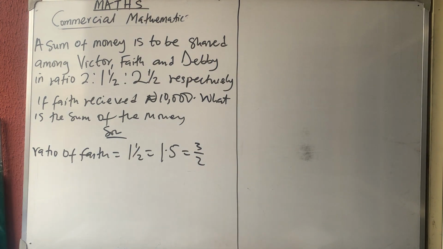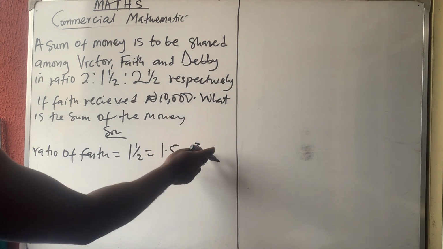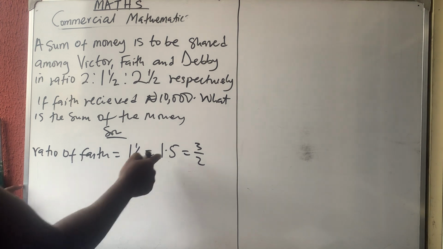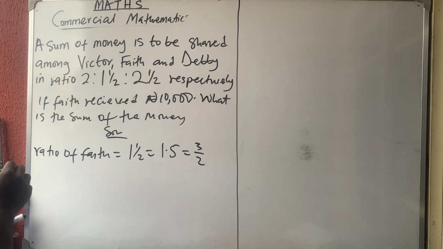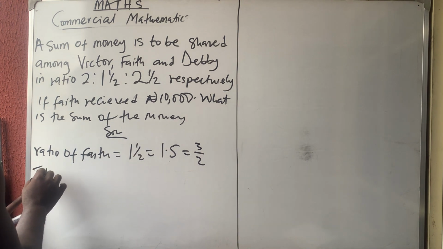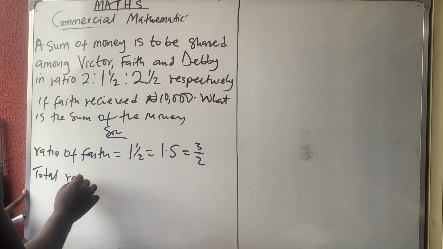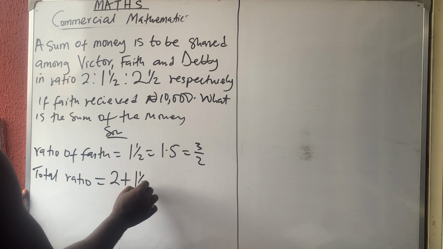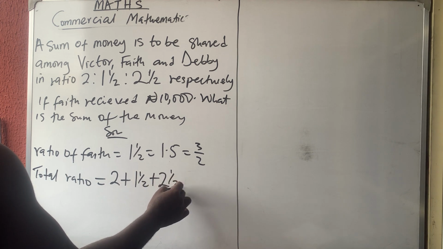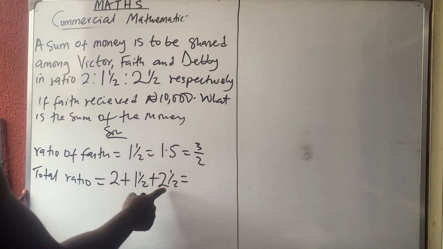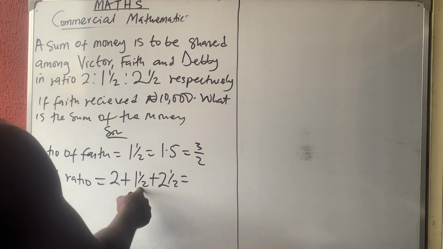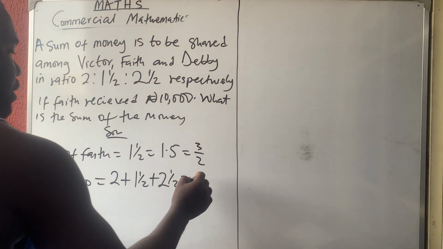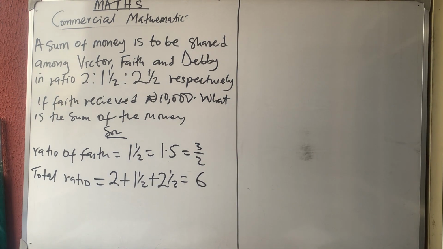Anyone you like, you can use. You will still get the same answer. But this one will be easier for us to do the calculation. So I now have that the total ratio will now be what? 2 plus 1 whole number 1 over 2 plus 2 whole number 1 over 2, which is 2 plus 1, 3, 3 plus 2, 5, 5 plus 1, because half is 1, that is 6. So the total ratio is 6.